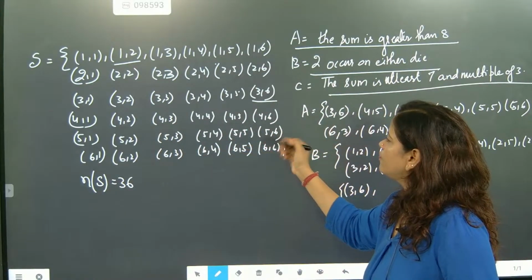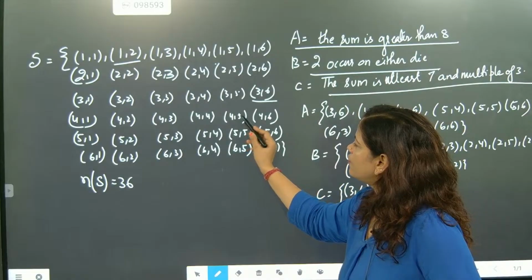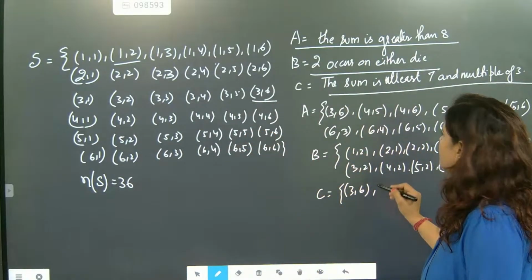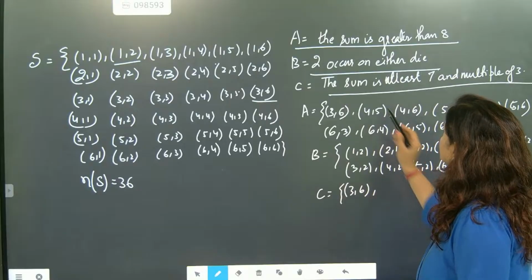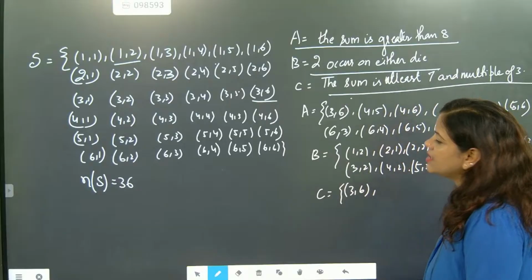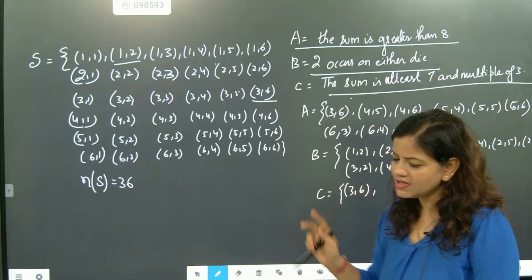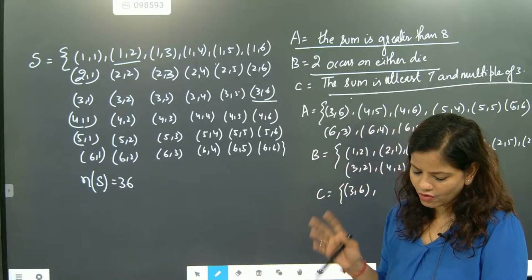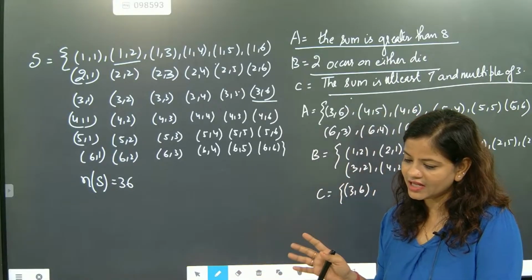4 comma 5, 4 comma 6 is there. Here 4 comma 9 is there. So 4 comma 5 is 9. So definitely 4 comma 5 is 9. The sum is at least 7 and a multiple of 3. When the sum is at least 7 and a multiple of 3, shall we take 4 comma 3, 4 comma 9? Can we take that part?